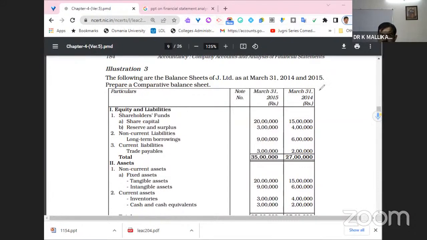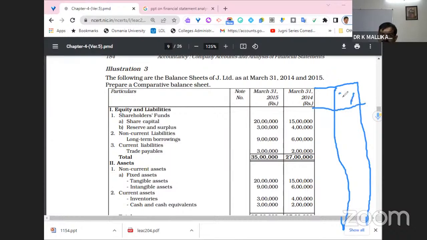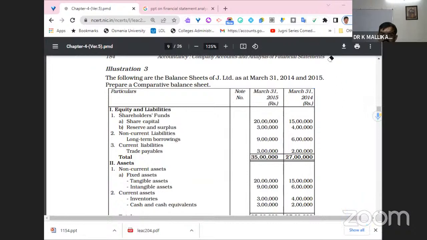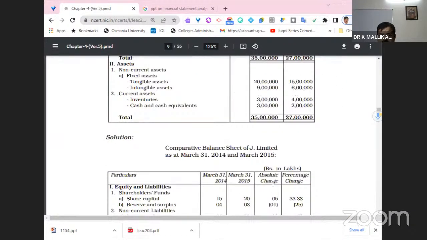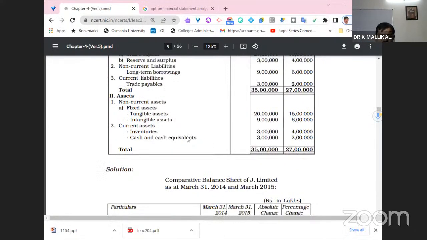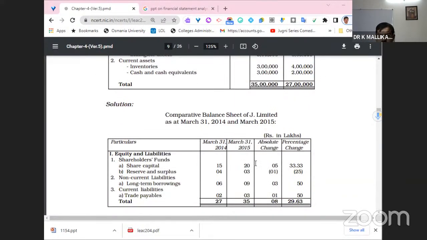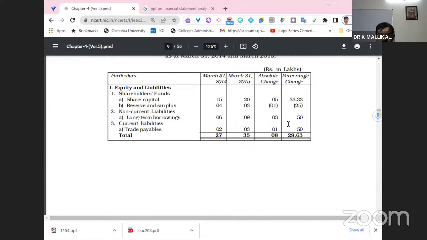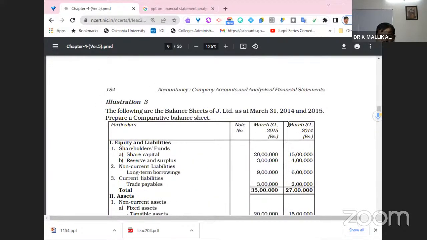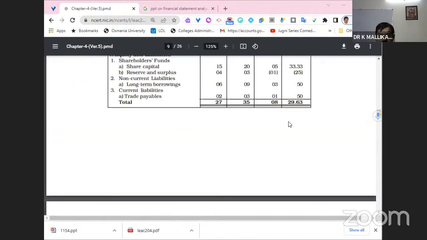What we can do is add 2 more columns. One column is the absolute figure, increase or decrease. The second one is percentage. For each problem, we have to add 2 columns. Same problem we calculate by adding 2 columns. See that 2 columns are added. The same figures, just we are adding 2 more columns.